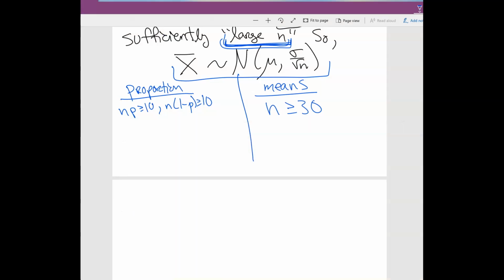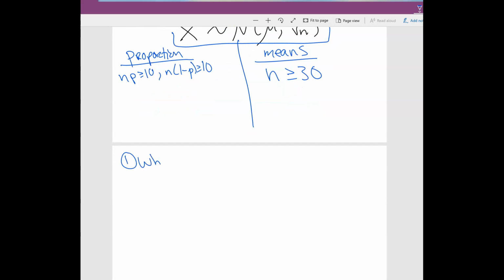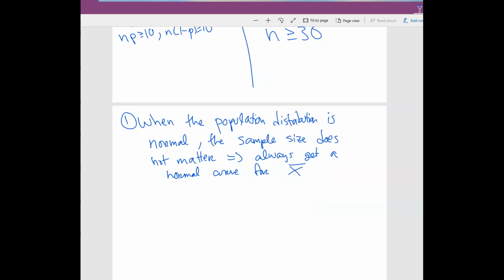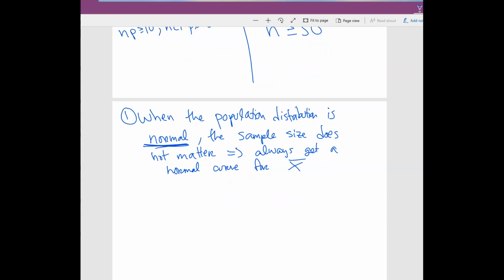So basically, when the population distribution is normal, the sample size does not matter. It doesn't matter what the sample size is, you will always get a normal curve for x bar. So if we know that initially it's normal, n doesn't matter. It can be 2, it can be 3, it can be 1, it doesn't matter. It's still going to be normal.